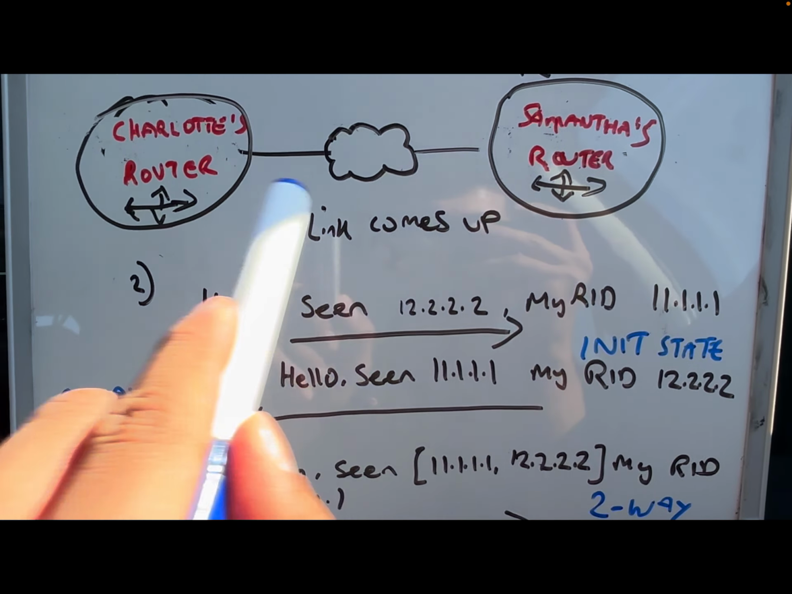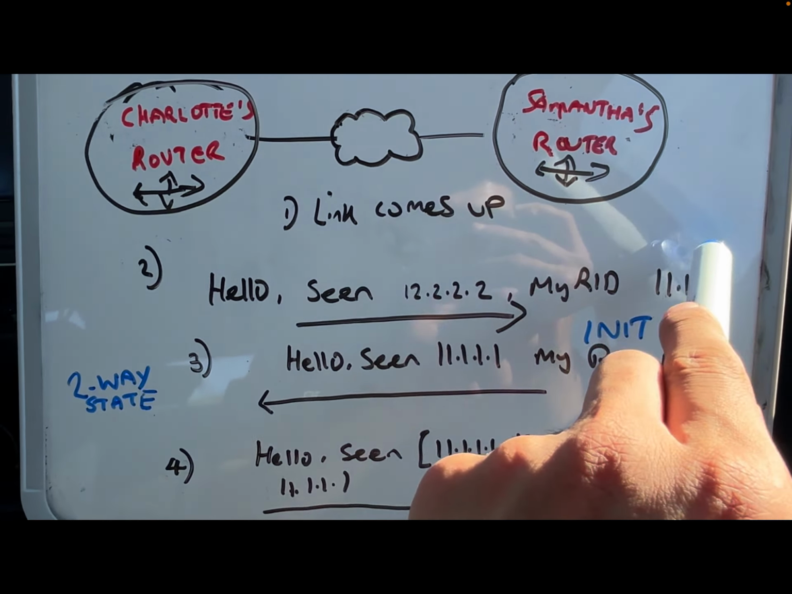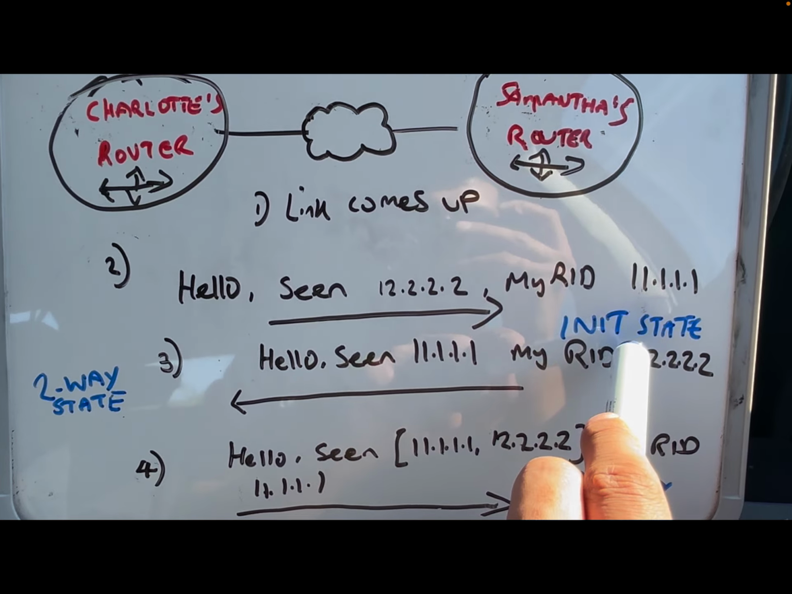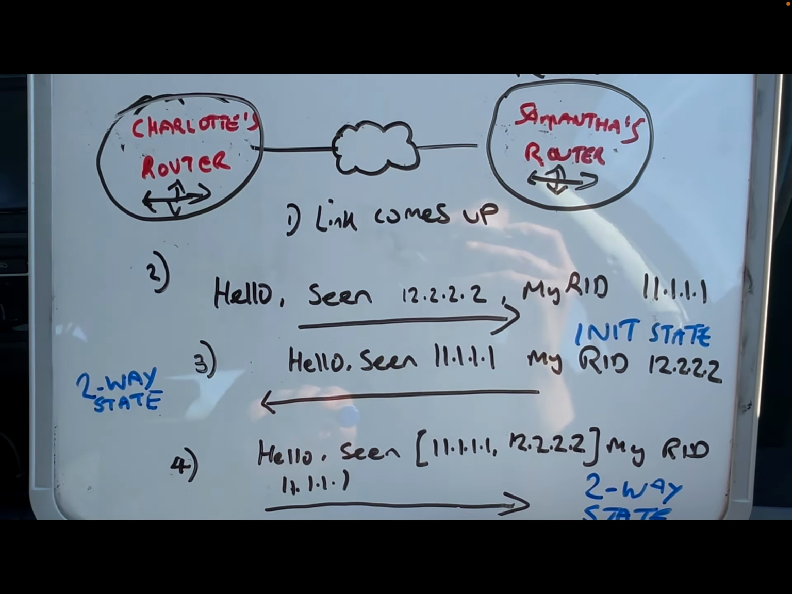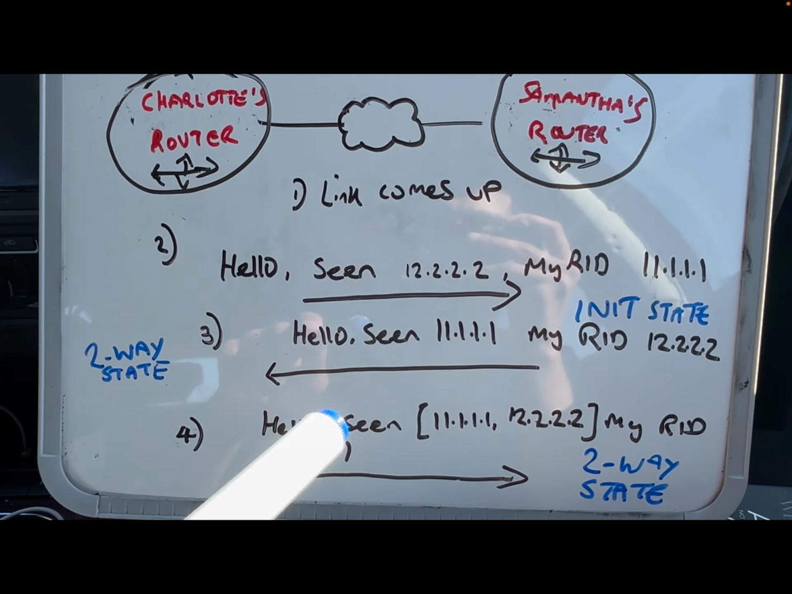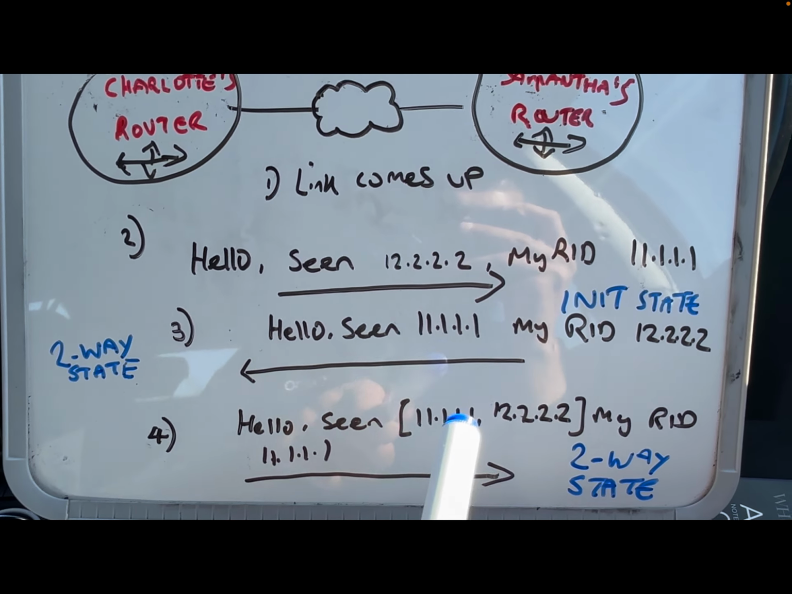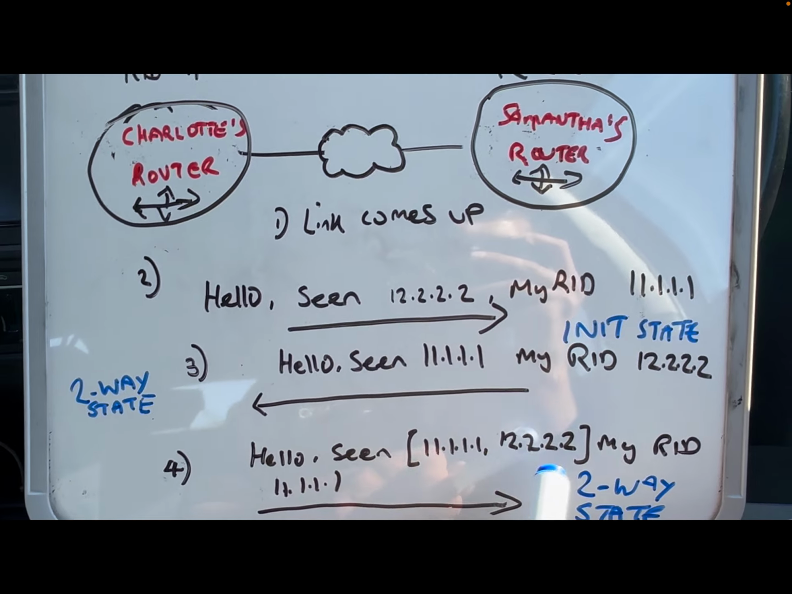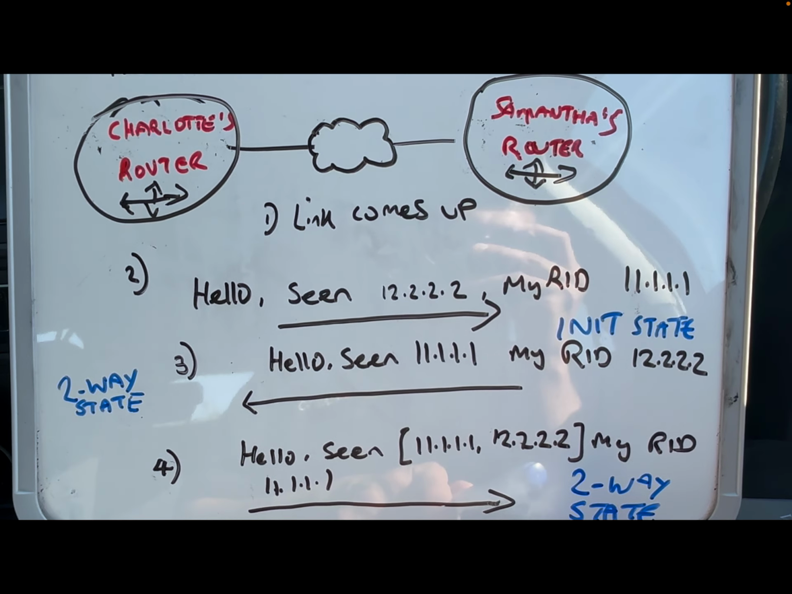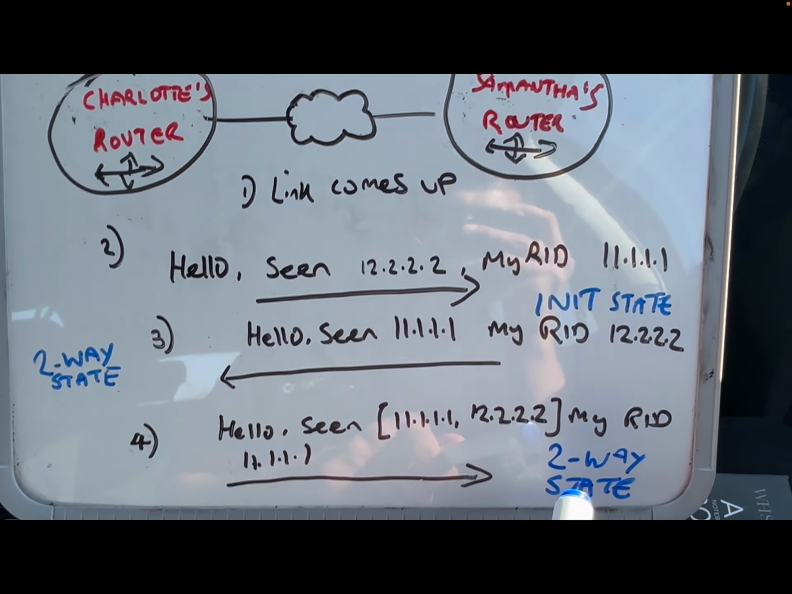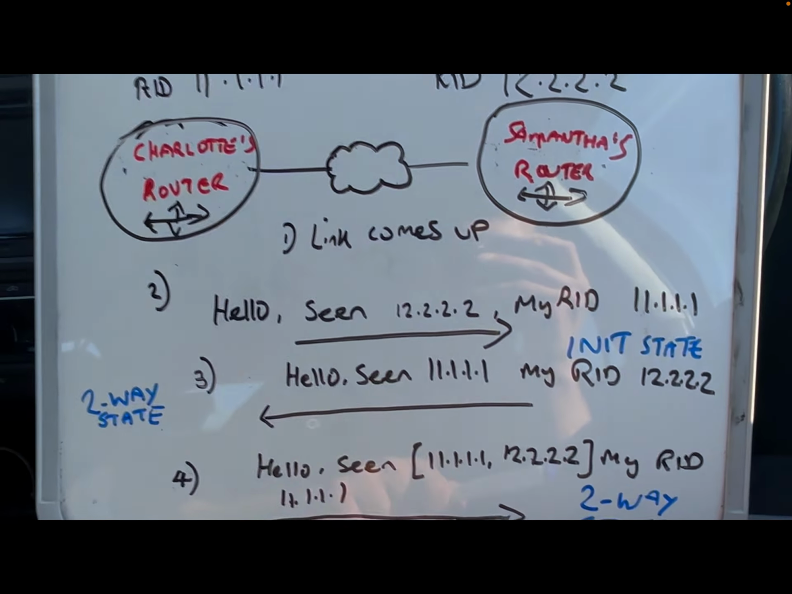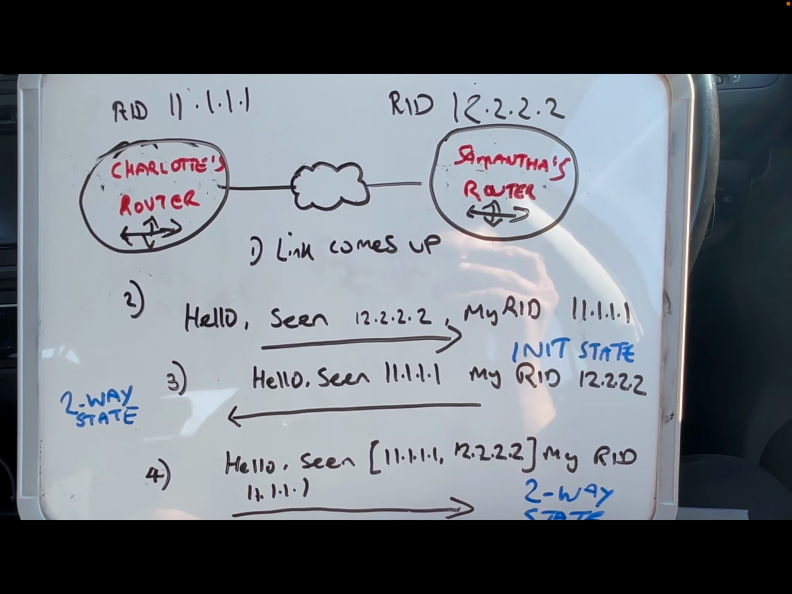So this happens now for Charlotte, but not on Samantha's side, so Samantha is still in an init state. However, when Charlotte's router sends a hello message next time, it includes its own RID and Samantha's RID, and so now that puts Samantha in a two-way state, and when both routers are in a two-way state, they become neighbors. So that's an explanation of the process of becoming neighbors.